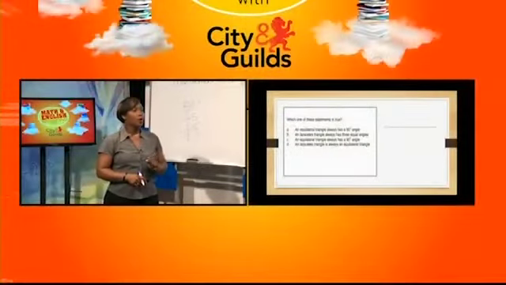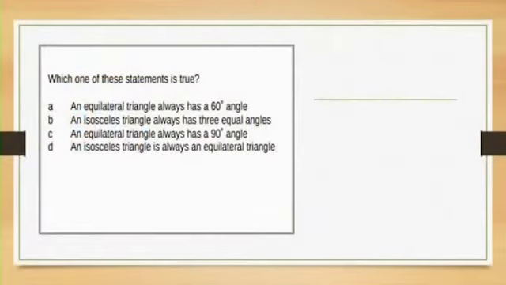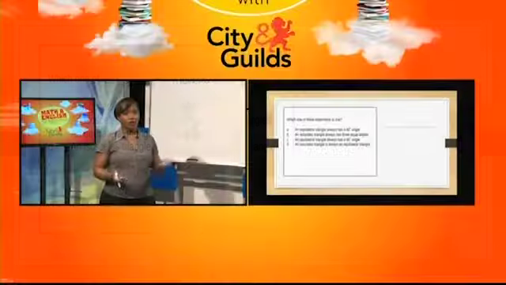All right, which one of these statements is true? First statement says an equilateral triangle always has a 60 degrees angle. Second one, an isosceles triangle always has 3 equal angles. Third, an equilateral triangle always has a 90 degrees angle. And then the last, an isosceles triangle is always an equilateral triangle. So we have to know about our triangles.